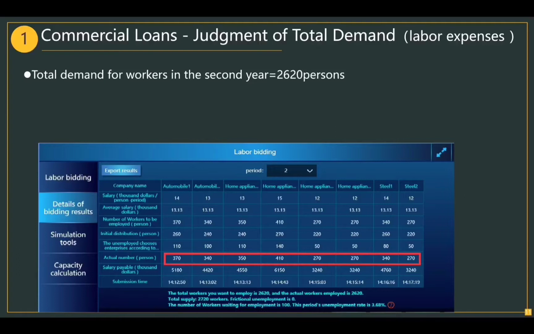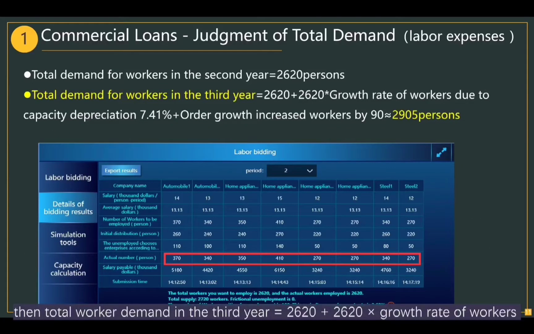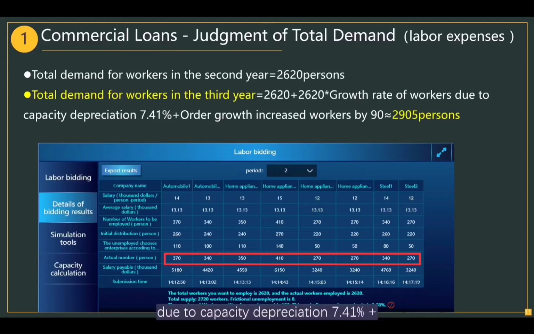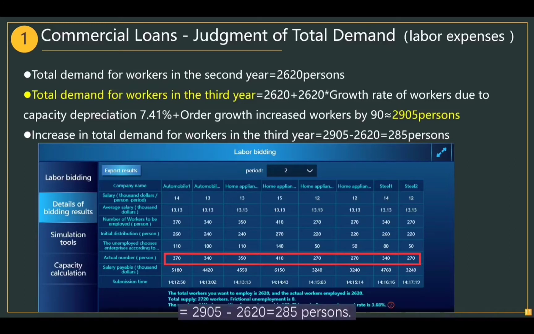In the software system, select Labor Bidding, click on Bidding, click on Details of Bidding, Results, select the second year. We know from the labor bidding results that total worker demand in the second year is equal to 2,620 persons. Then total worker demand in the third year is equal to 2,620 plus 2,620 multiplied by the growth rate of workers, due to capacity depreciation 7.41%, plus order growth increasing workers by 90, which is approximately equal to 2,905 persons. Further, it is concluded that the total worker demand increase in the third year is equal to 2,905 minus 2,620, which is 285 persons.